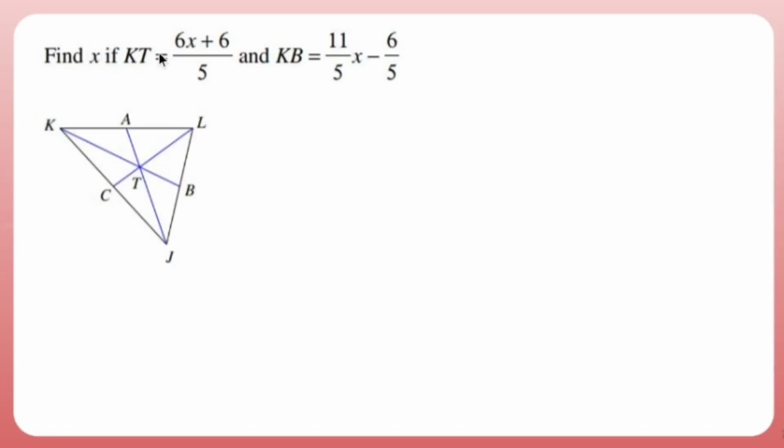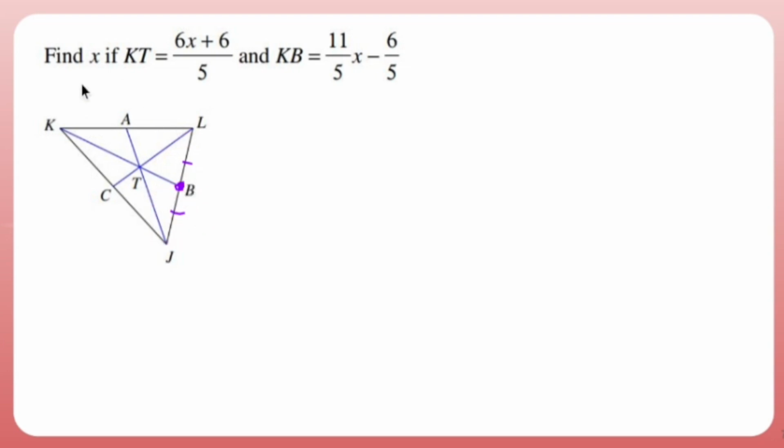Find k if XT equals and KB equals. One of the things that I forgot to mention in the directions is all of these are medians. A median takes the midpoint of one side and connects it to the opposite angle. It doesn't mean that these are angle bisectors. It just means that these guys are the same.